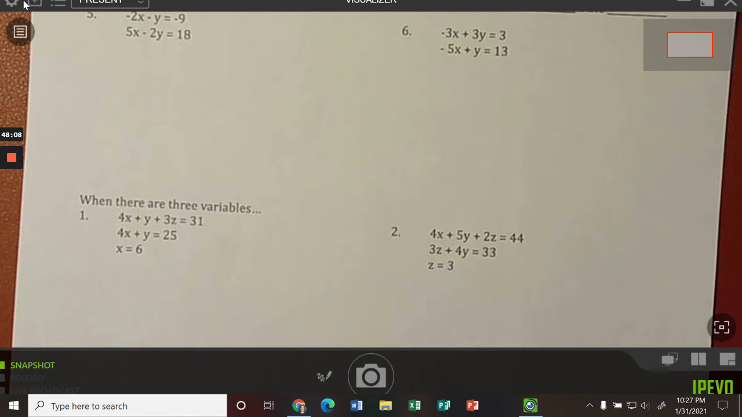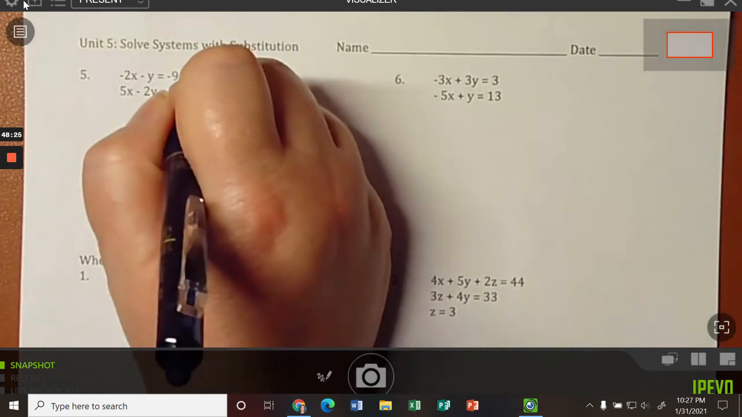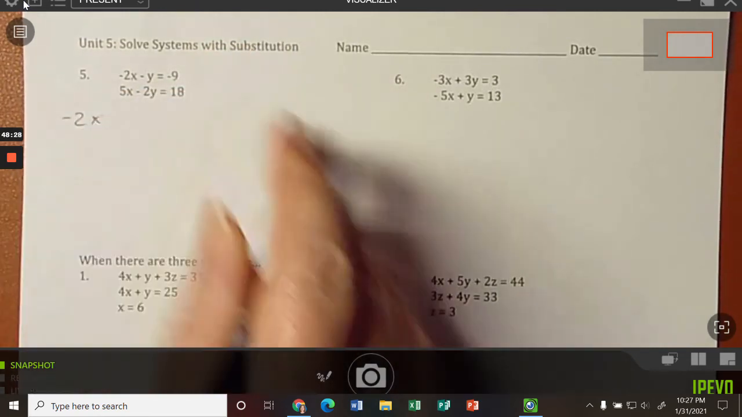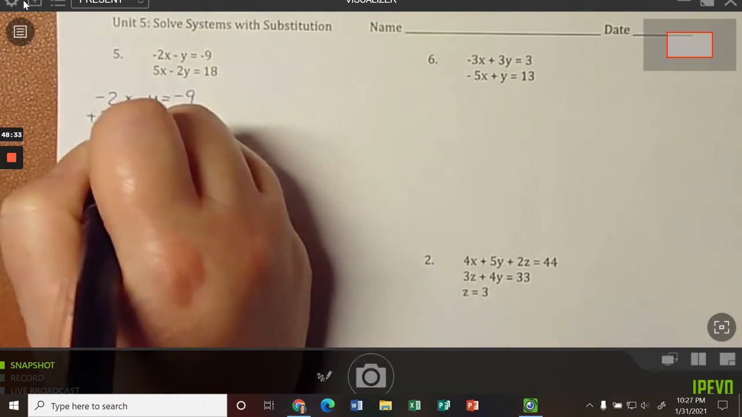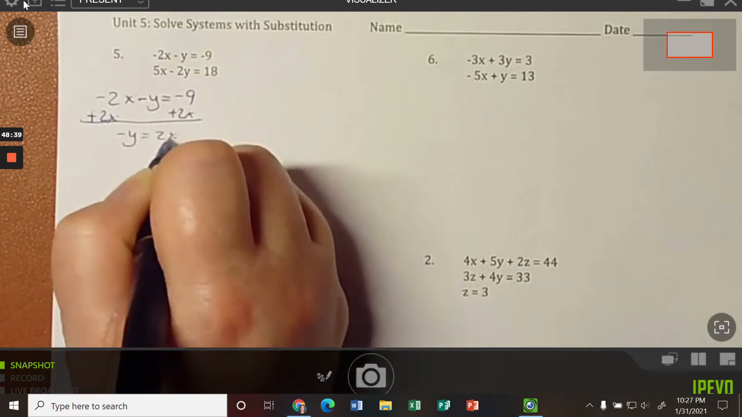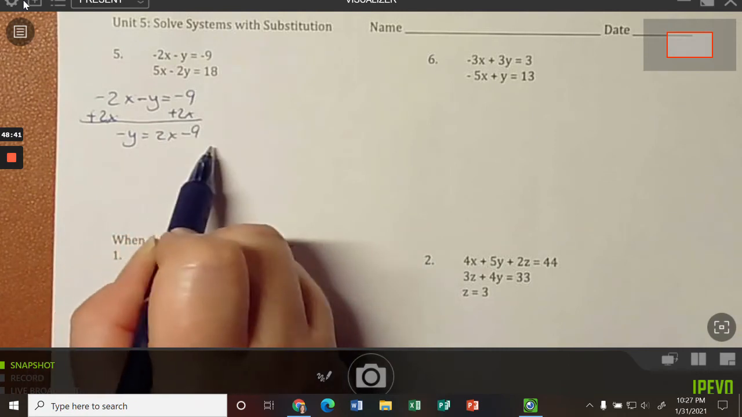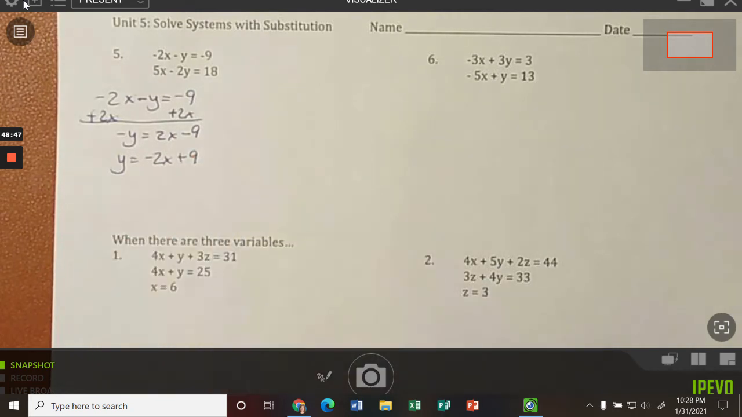Okay, so then number 5, negative 2x minus y equals negative 9, and 5x minus 2y equals 18. I'm probably going to solve for this y because it already has a coefficient of 1. So I'm just going to rewrite that here. Negative 2x minus y equals negative 9. Add 2x to each side. This gives me negative y equals 2x minus 9. Divide each term by negative 1 to get a positive y equals negative 2x plus 9.